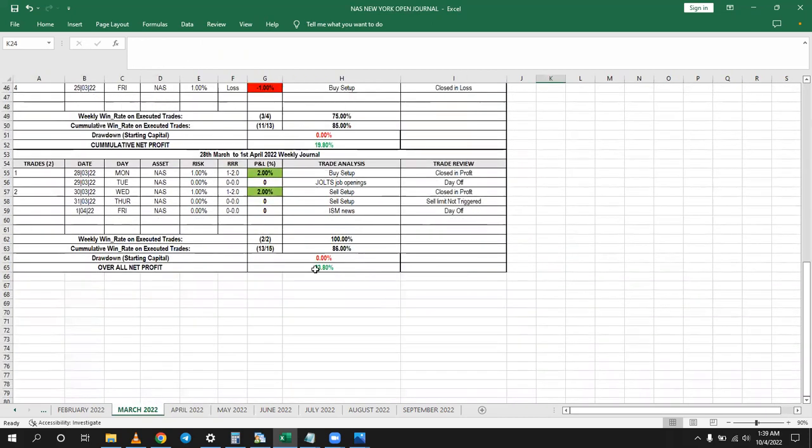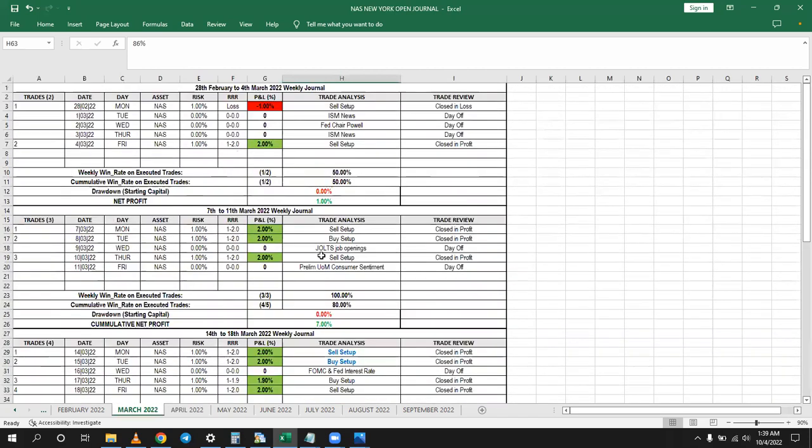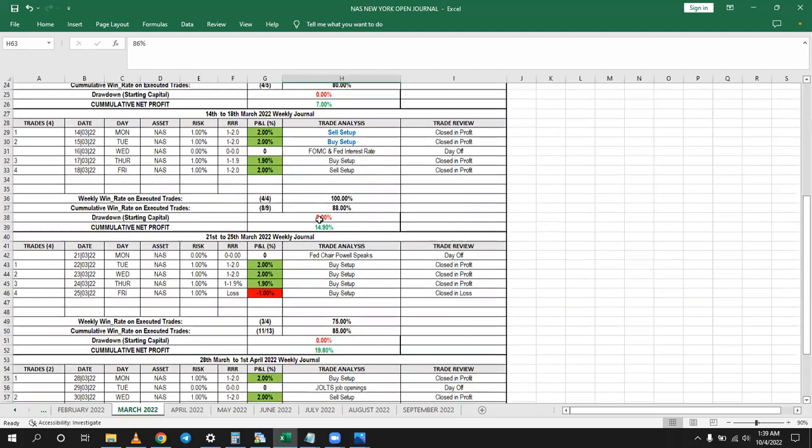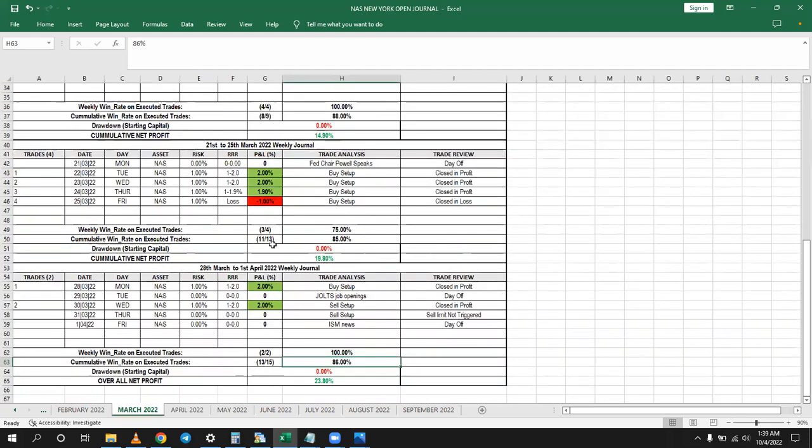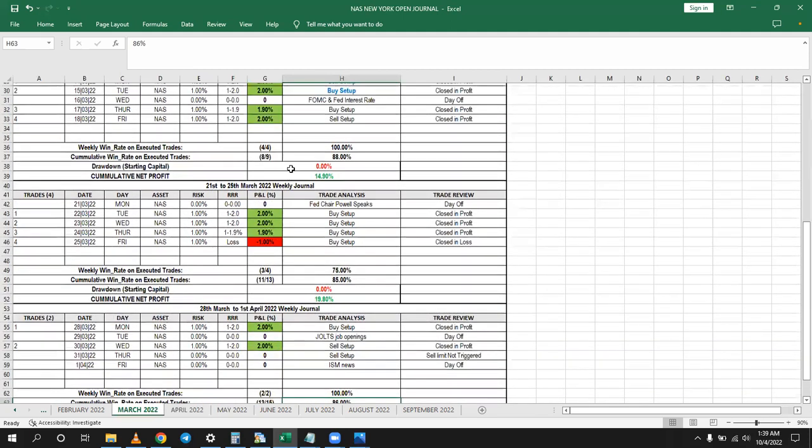March, we had an overall profit of 23.8% with an 86% win rate. So we also had 2 losses for the month. You can see we took only 15 trades for the month and we lost 2.